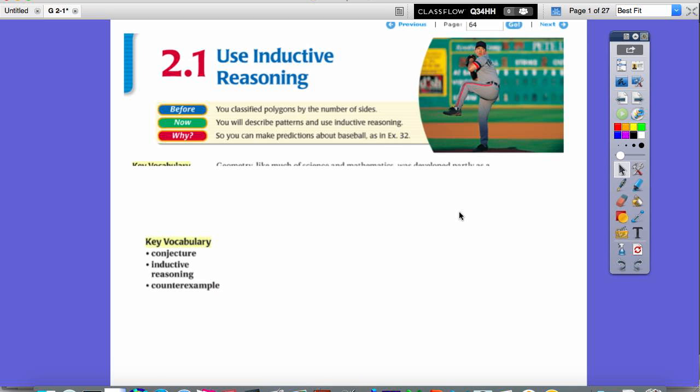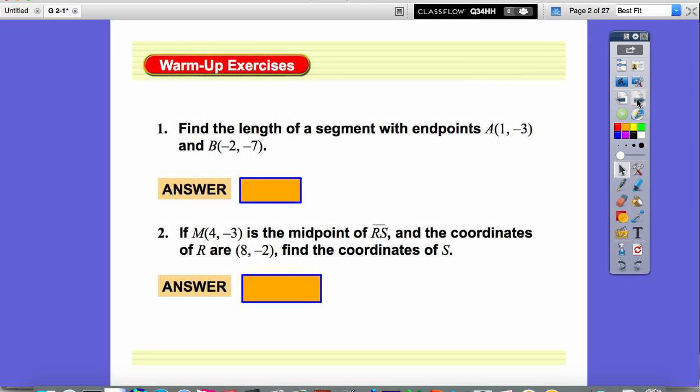Information about reasoning skills, so we're going to go through this. The vocabulary is important, though. We're going to learn today about conjecture, inductive reasoning, and a counterexample. Let's first just take a chance to review, make sure you know how to do these problems.